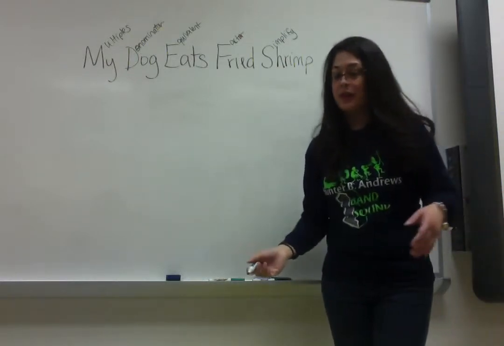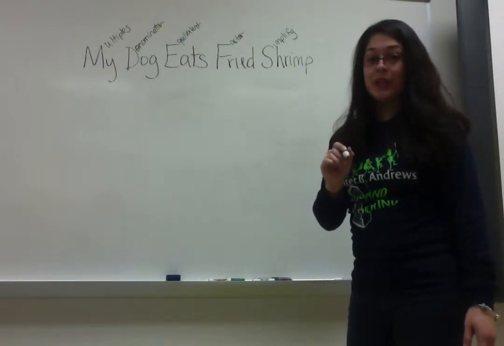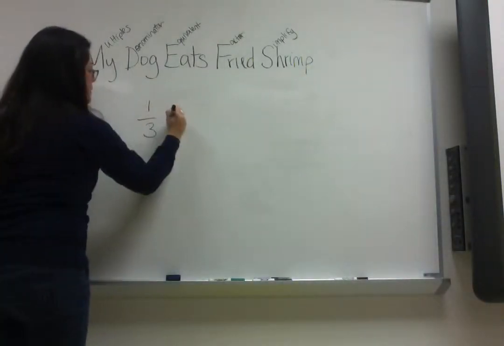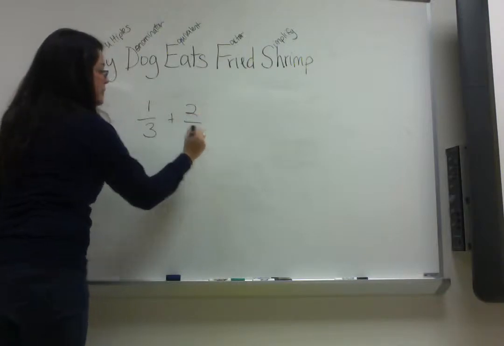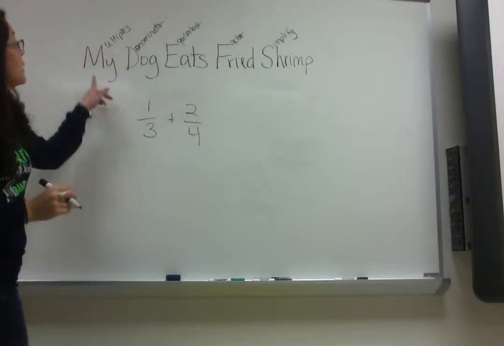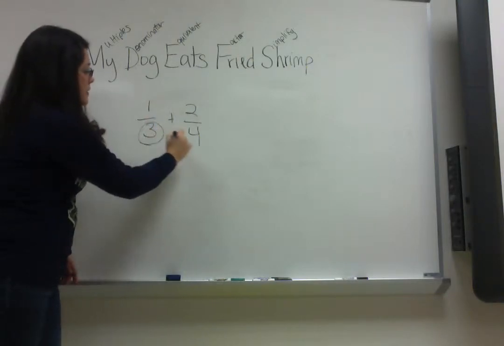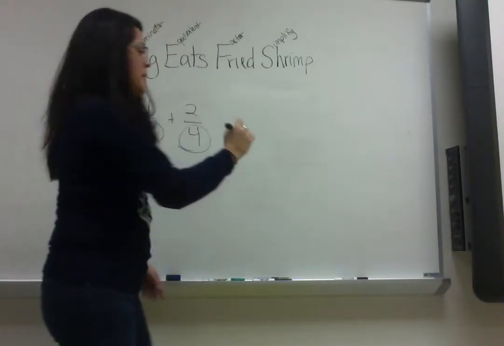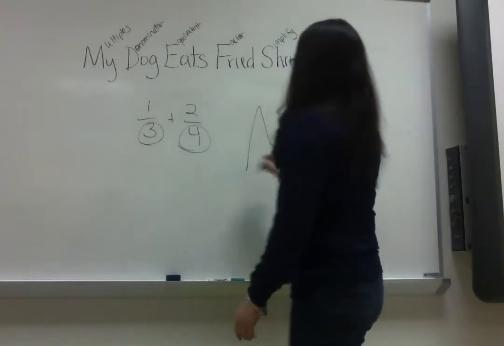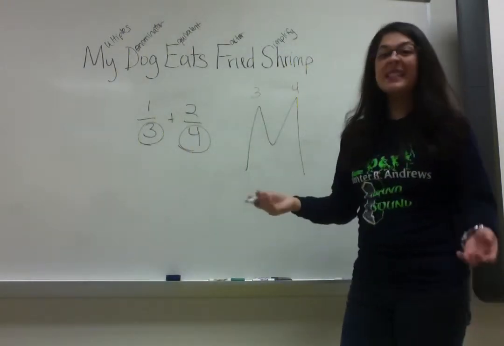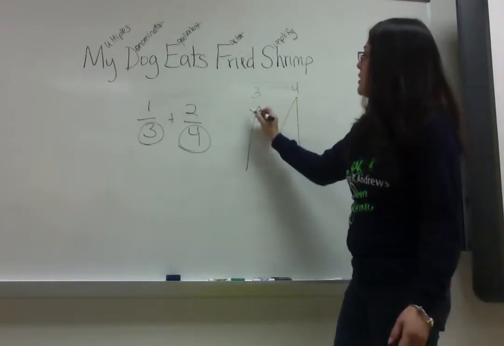So let's see how this works. If I had 1/3 plus 2/4, I would start by finding the multiples for my denominator. I would use the letter M for my denominators, 3 and 4. Then I skip count or find those multiples.